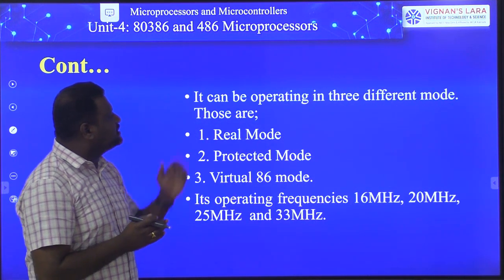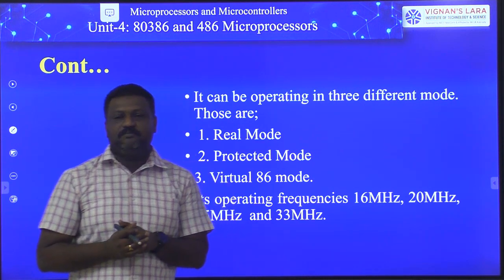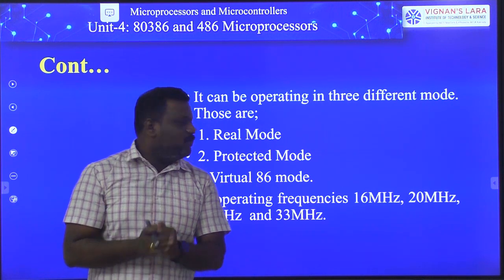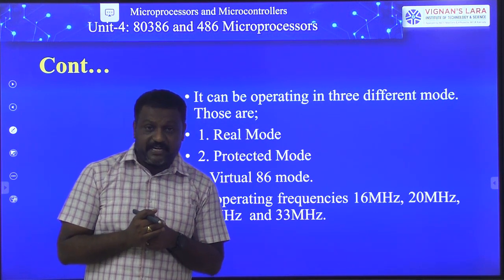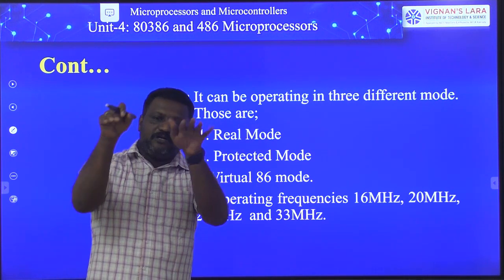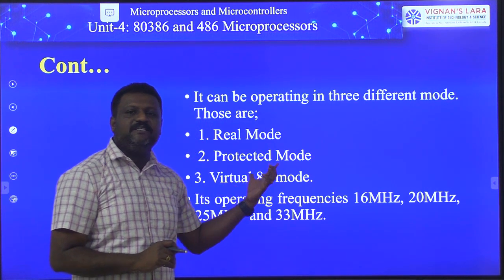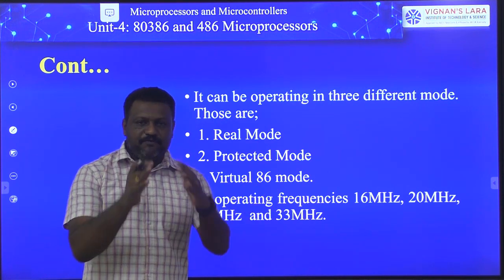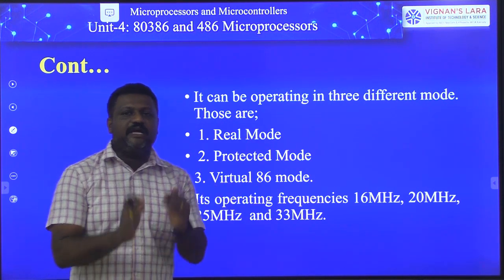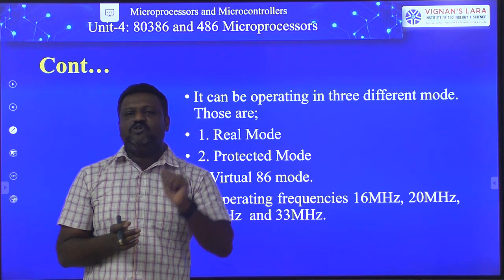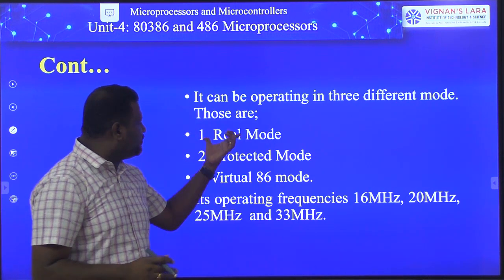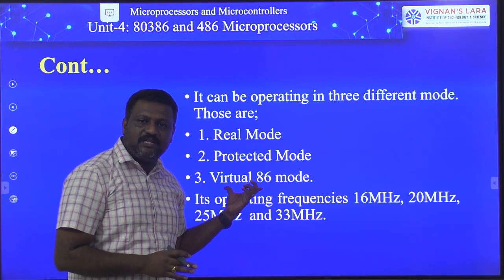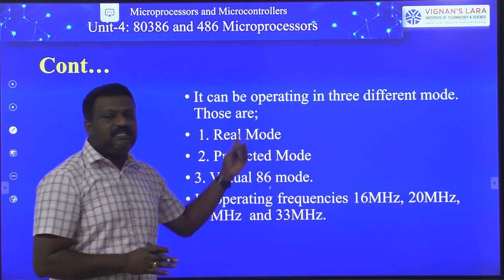And the next important thing is, it can be operated in 3 different modes. Basically, we identified only 2 different modes: one is real mode and the second is protected mode. But in protected mode itself, we have virtual 8086 mode, or simply virtual 86 mode. If you take this as a separate mode, then your 80386 supports 3 different operating modes: real mode, protected mode, and virtual 86 mode.